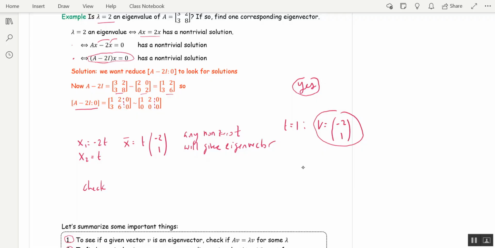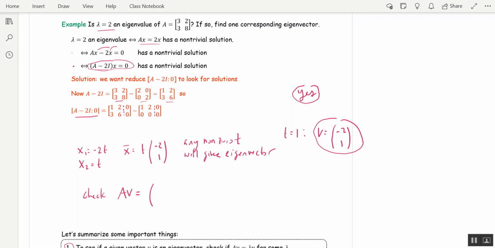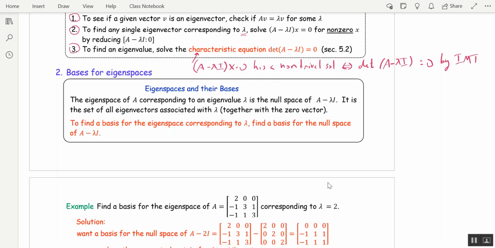Let's check. We need to check that A times V is twice V. So the original matrix A is [3, 2; 3, 8], multiplied by (-2, 1), and we get (-4, 2), and that is indeed twice (-2, 1). Okay, so now let's talk about eigenspaces and their bases.